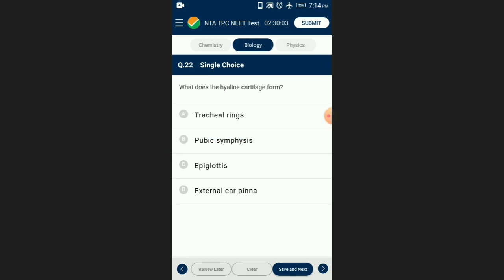Question number 22. What does the hyaline cartilage form? Hyaline cartilage is the most abundant cartilage in the body. The matrix is characterized by bluish color and it is glass-like or translucent. The fibers, if present, are few and mainly made up of collagen. The answer for this question is option A. Tracheal rings. Hyaline cartilage forms tracheal rings.